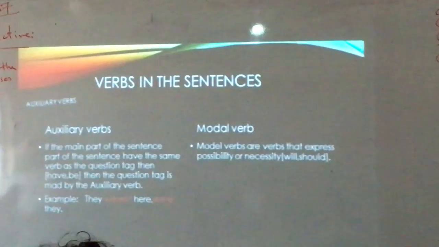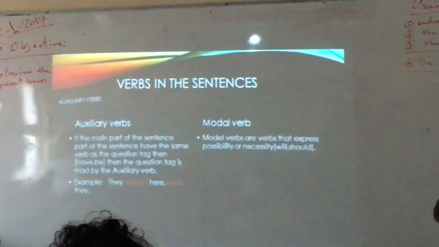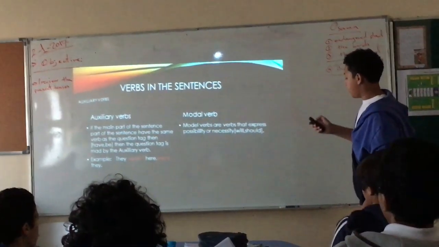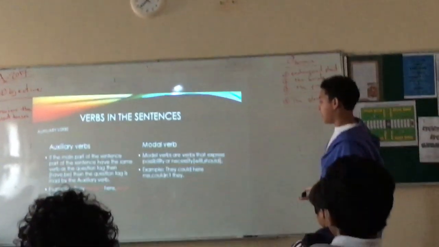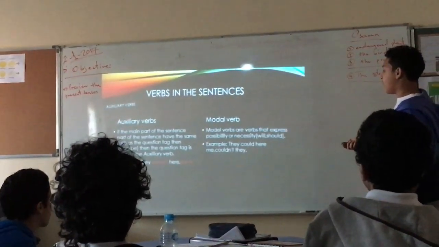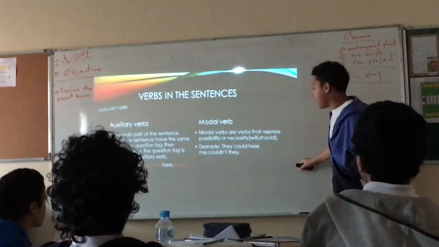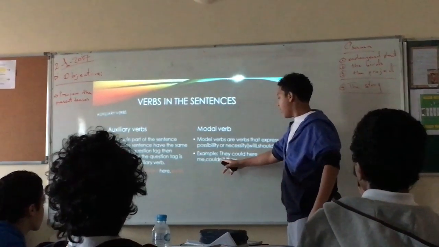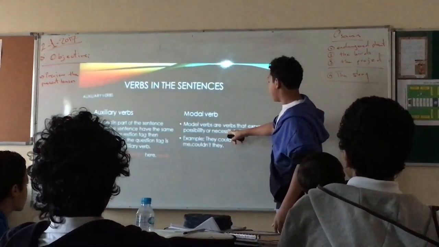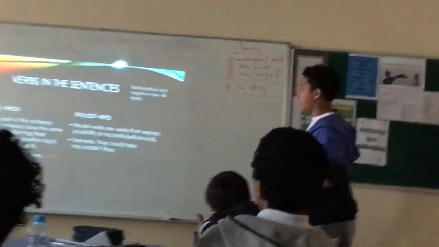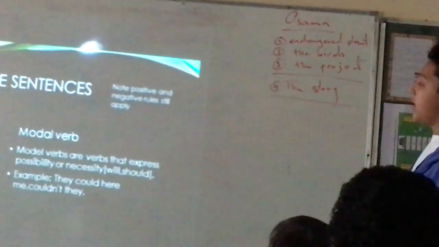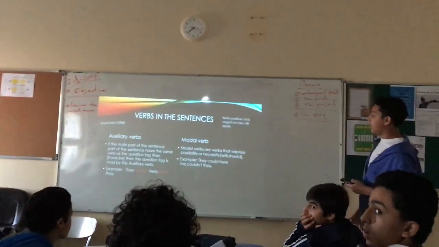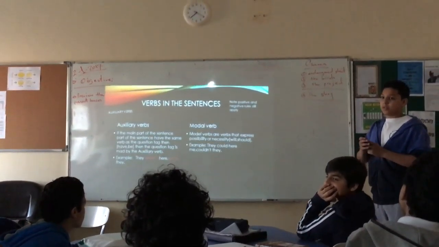Modal verbs are verbs that express possibility or necessity. For instance, will and should are examples of modal verbs. An example sentence: they could hear us, couldn't they? Could, couldn't. They're both modal verbs, and they're expressing necessity and possibility. The positive and negative rule still applies. So even if the main part is positive, the question tag will be negative, or if the main part is negative, the question tag will be positive.